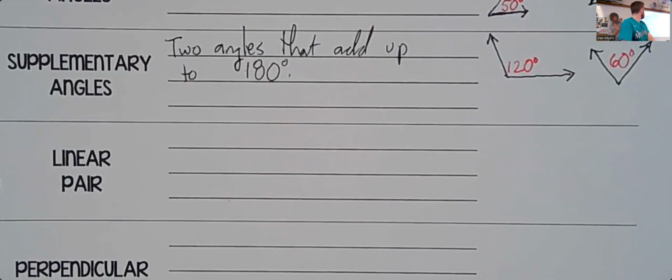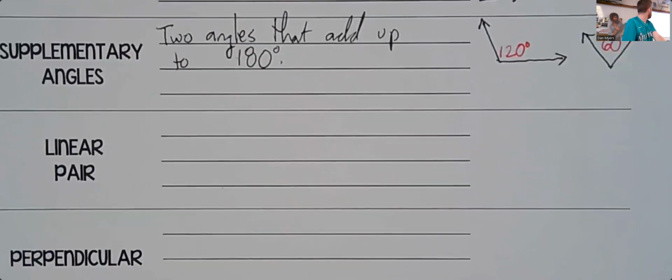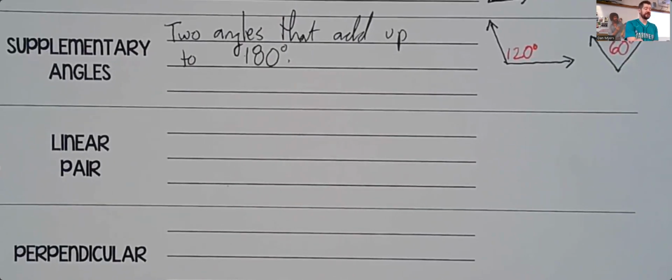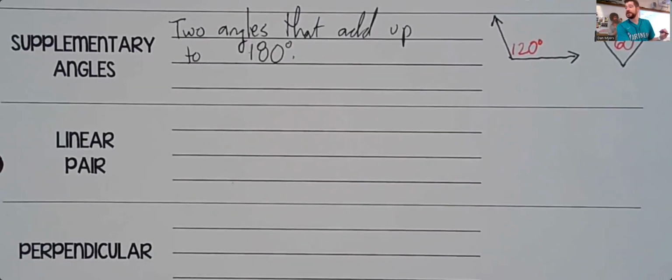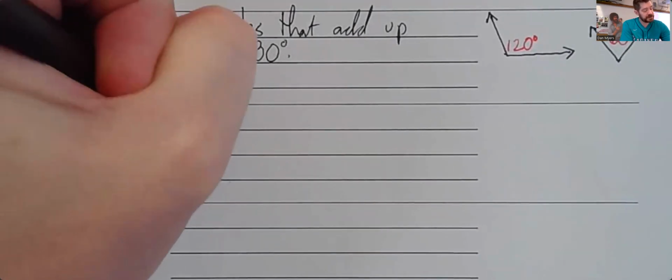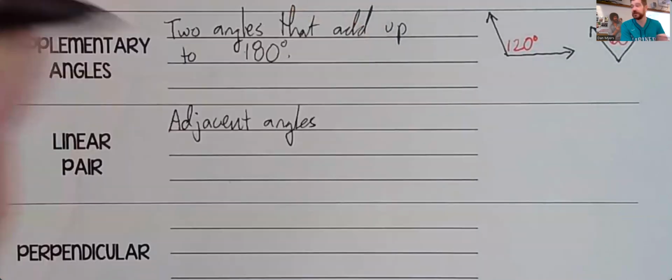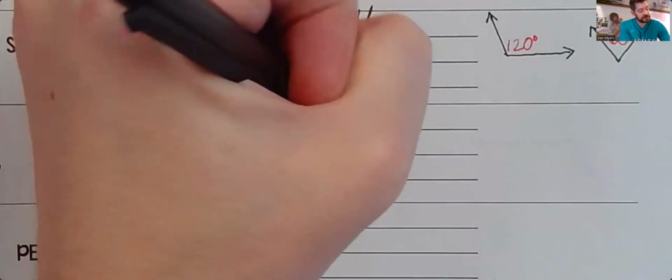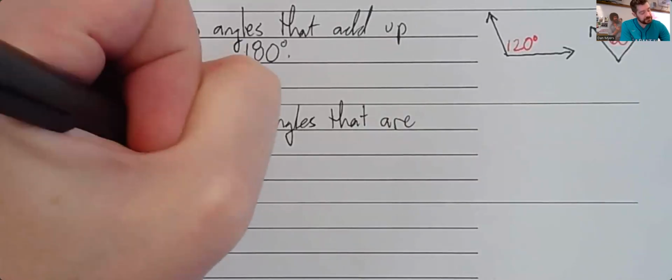Now, the next one I'm going to show you is what happens if you end up with supplementary angles that are also adjacent, that are next to each other. And that is what's known as a linear pair. So these are adjacent angles, so angles that are right next to each other, that are supplementary.